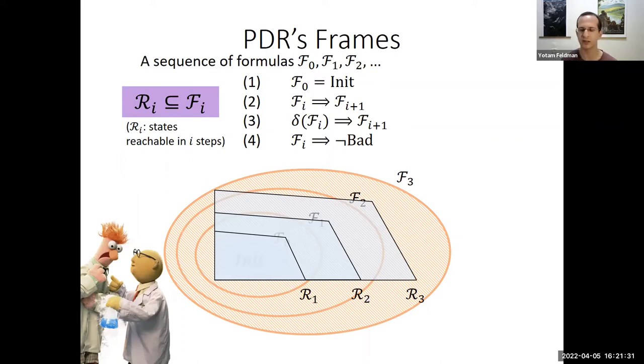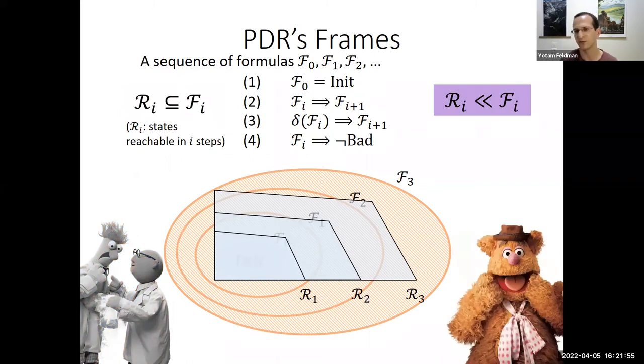I would like to argue that something is missing from this explanation. It's not enough to say that this sequence eventually converges and that each frame i contains the states of the system reachable in i steps. Each frame needs to include many states beyond that. Otherwise, this is not PDR. This is an algorithm called exact forward reachability. And we know that exact forward reachability may take many, many iterations before it converges to an inductive invariant.